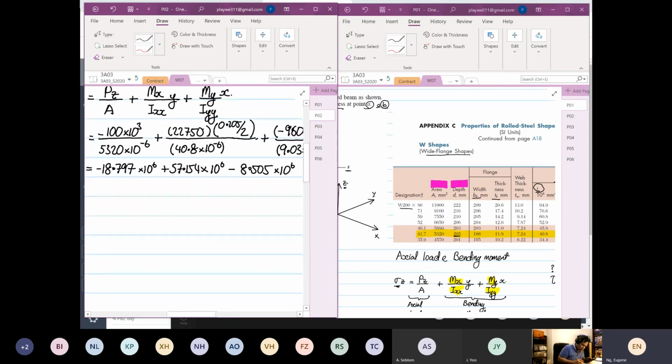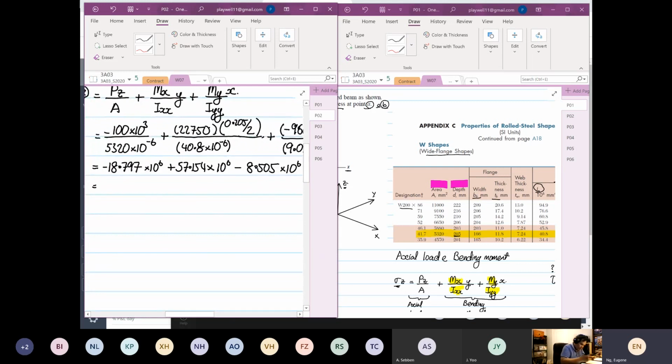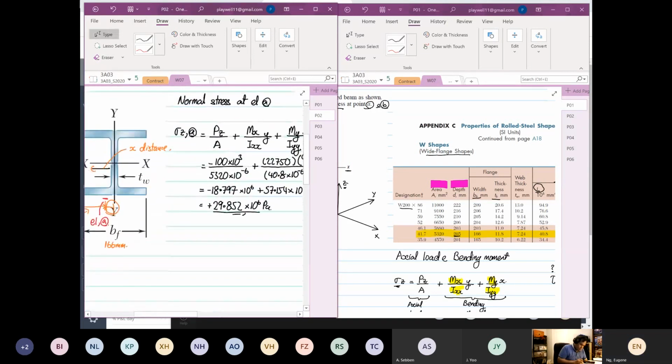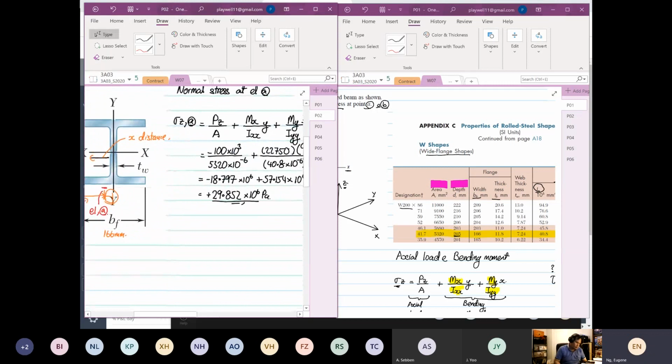So this whole thing will be equal to minus 18.797 plus 57.154 minus 8.505, which is tensile 29.852 times 10 to the power 6 Pascal. Okay, so this is what we have calculated.